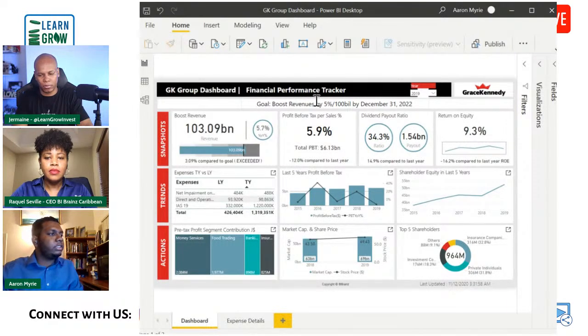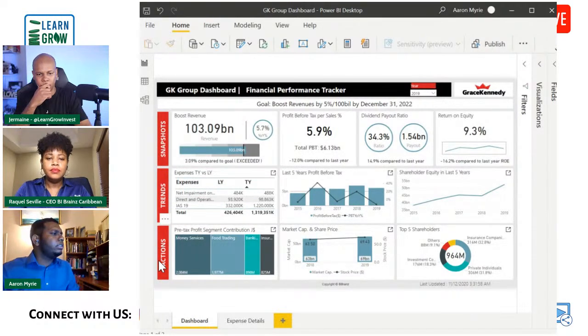And we move on to looking at the last 5 years of profit before tax. So examining the trend of profit before tax, we see that the profit before tax has been fluctuating over the 5 years. And in 2019, there was a decrease compared to 2018. The next trend is shareholder equity in the last 5 years. And we see where in 2019, shareholder equity increased significantly. Then we move to our actions. The actions basically tell us how we can fix it or how we can address our trends.